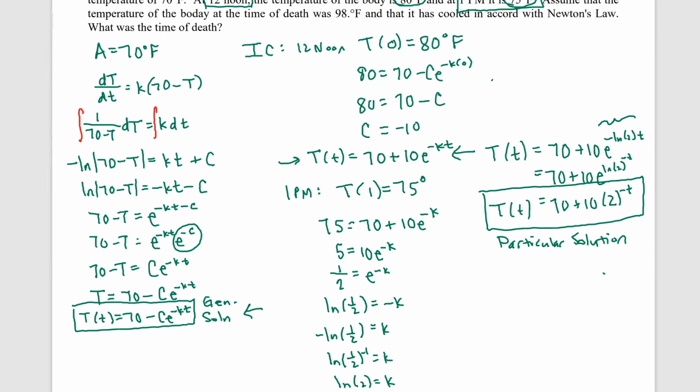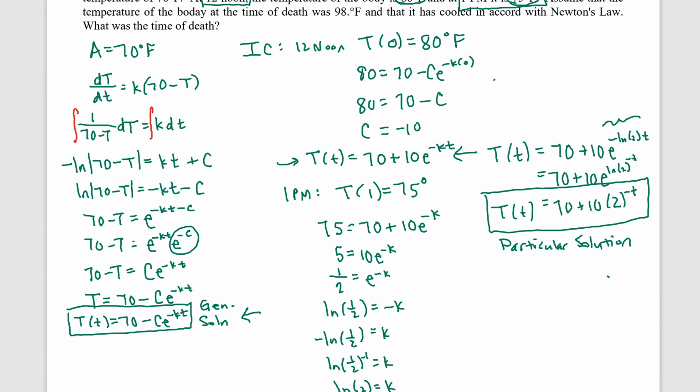Okay, so back to the question. It says, what was the time of death? So we're assuming that the temperature of the body at the time of death was 98 degrees, but the time is unknown. So we're trying to figure out at what time was the temperature 98 degrees. So I'm going to replace T of t with 98 degrees, and I'm simply going to solve this equation for t.